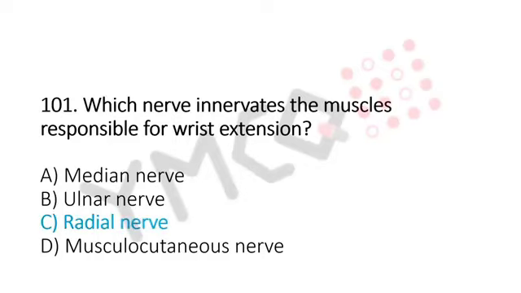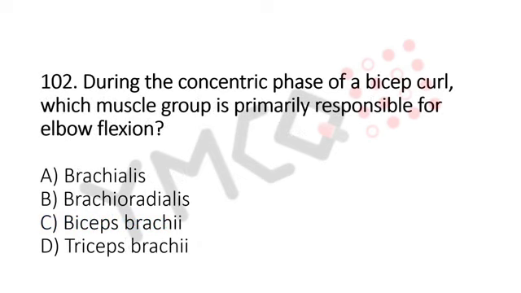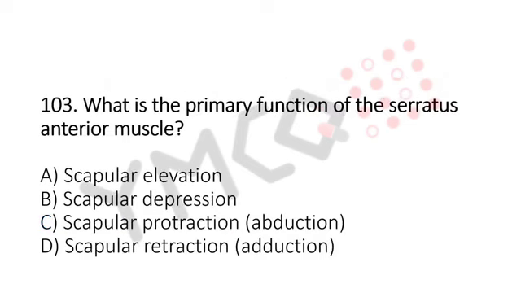Option C, radial nerve. Let's move to question number 102. During the concentric phase of the biceps curl, which muscle group is primarily responsible for elbow flexion? Option A, brachialis. Option B, brachioradialis. Option C, biceps brachii. Option D, triceps brachii. And the answer is option C, biceps brachii.